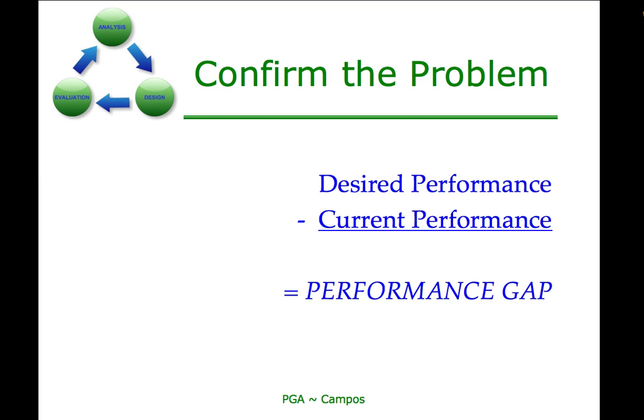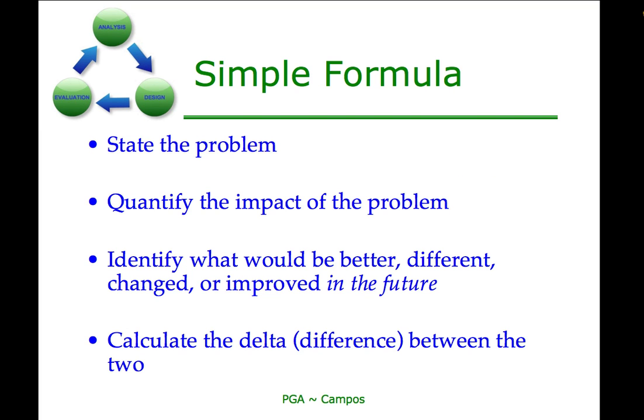So very simply, you're taking the desired performance, you're subtracting the current level of performance from it, and that discrepancy or that difference between the two is your performance gap. So the first thing you want to do is state the problem, quantify the impact. You're typically going to do that by incorporating some sort of resulting in clause in your problem statement. Be sure to identify what would be different, better, changed, or improved in the future state, in the desired state of performance, and you want to calculate the difference or the delta between the two.